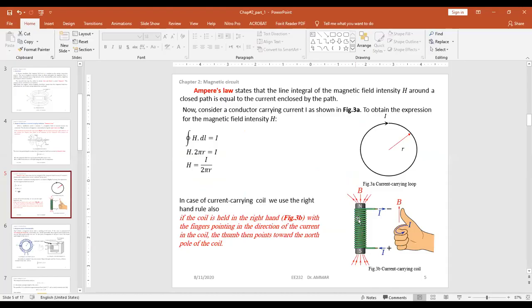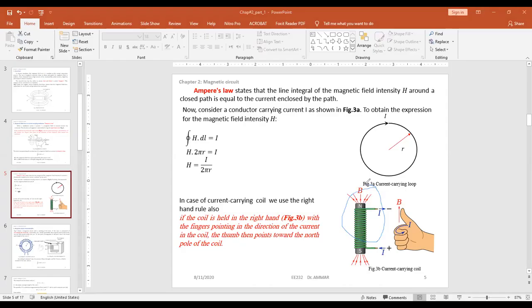So now let's see the case of the coil. Why do we use a coil? Where did the idea of the coil come from? We said that a magnetic field can be created whenever we have a conductor carrying a current. But in order to increase the amount of the magnetic field, we can either increase the current or increase the number of conductors. How can we increase the number of conductors?